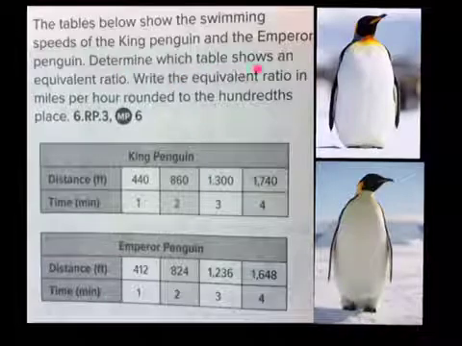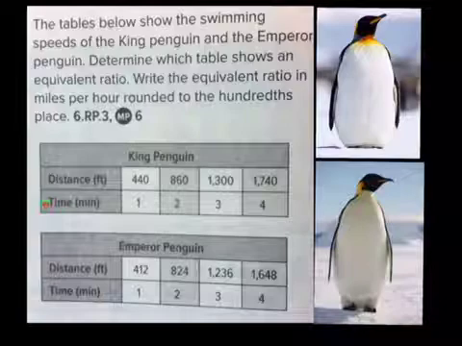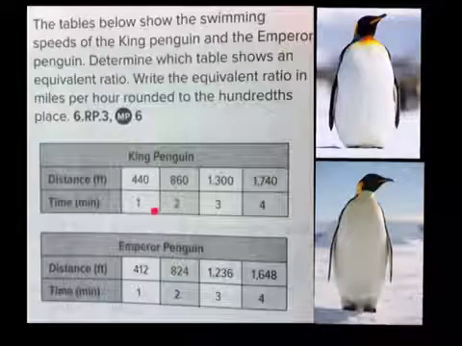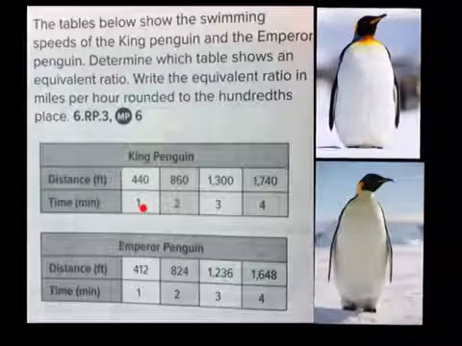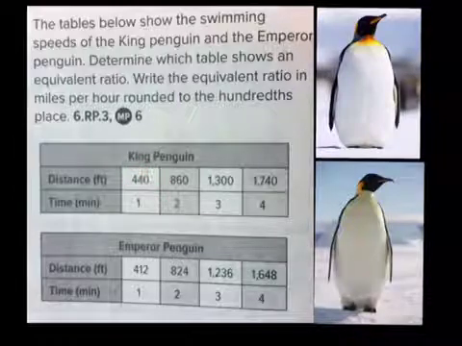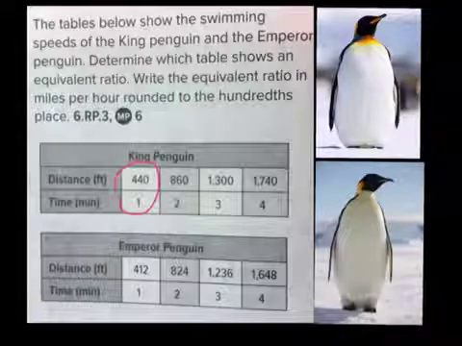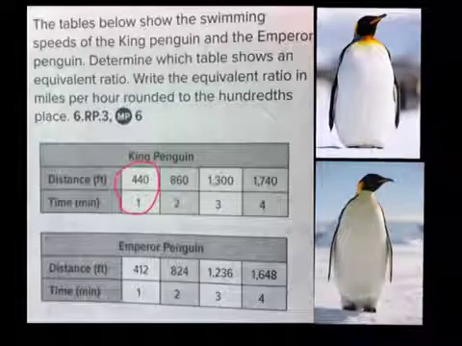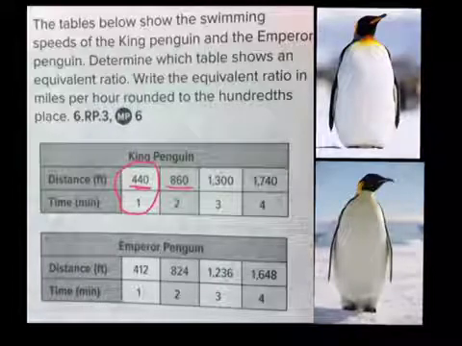Determine which table shows an equivalent ratio. So now we have to look at what equivalent ratio is. Remember that equivalent means they constantly go up. If this is going double and then triple, it has to go up by the unit rate. Okay, so here our unit rate is 1 to 440. So if we double 440, we should get 880, right? But look at that, we get 860.